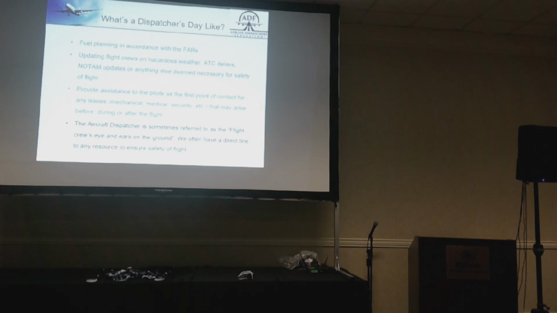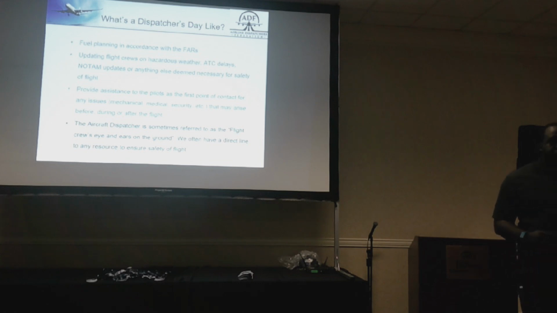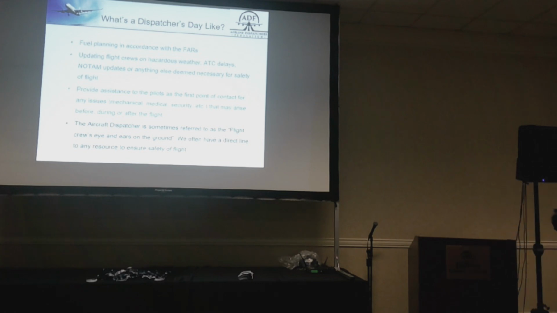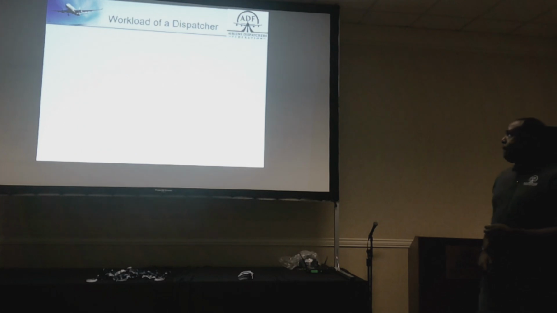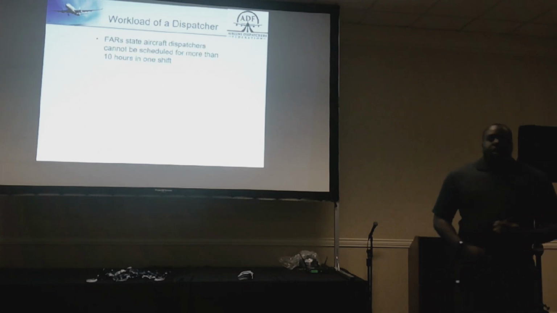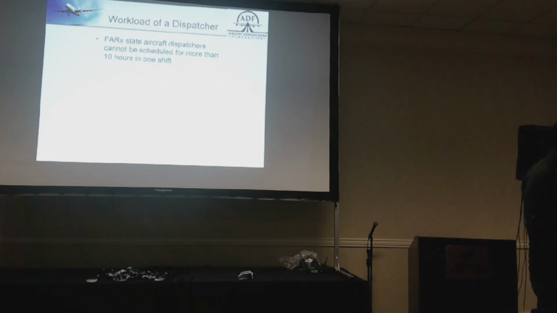So if you have a mechanical problem, you have a direct line to your maintenance controller. If you have a security problem, you have a direct line to your corporate security person. If you have a medical problem, you have a direct line to whatever medical facility it is that your airline may use for those kinds of issues. Workload-wise, the FARs state that a dispatcher can only be scheduled for 10 hours a shift. Here in the United States, most of your airlines work either 8, 9, or 10 hours in their shift, just depends on the carrier itself.